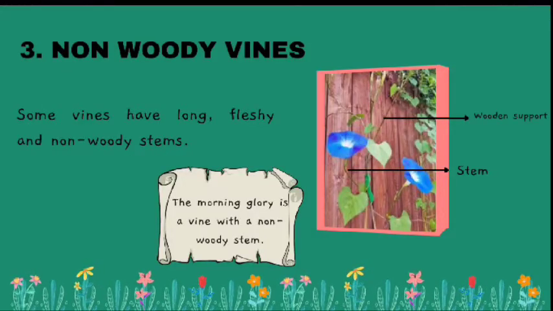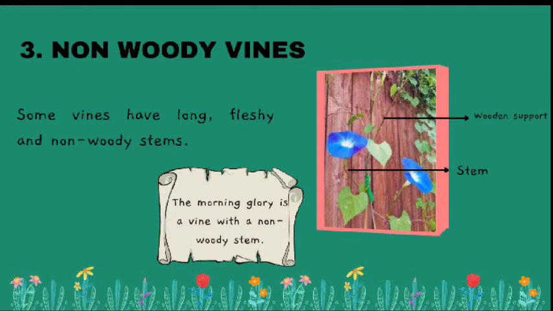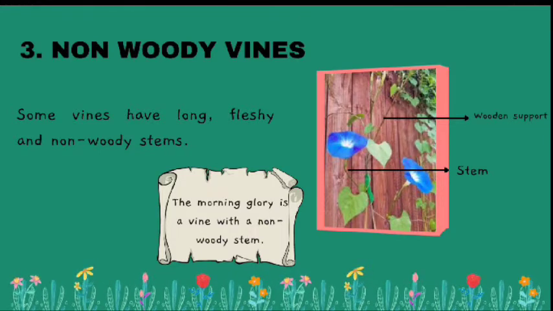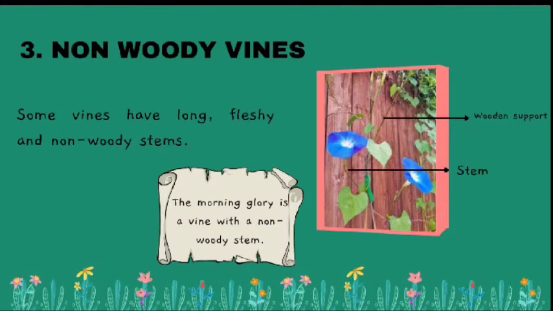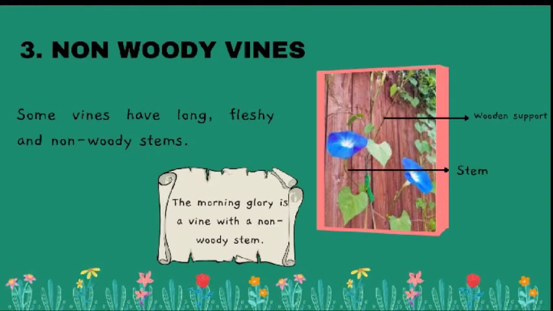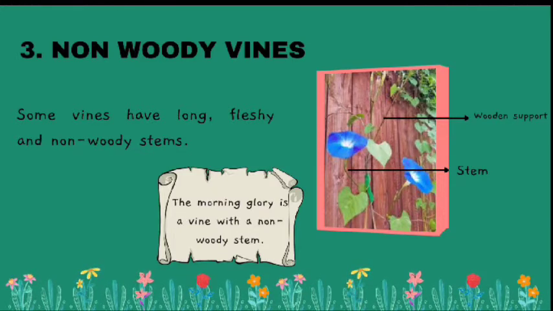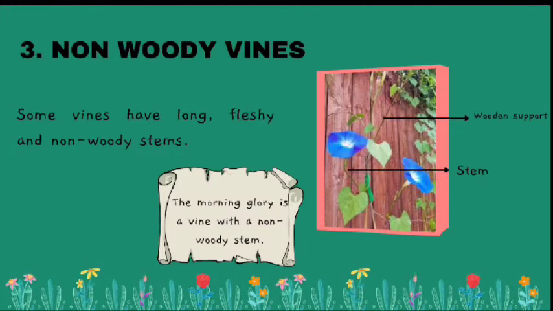3. Non-woody vines. Some vines have long, fleshy, and non-woody stems. Look at the picture. There is a wooden support and a stem. The morning glory is a vine with a non-woody stem.